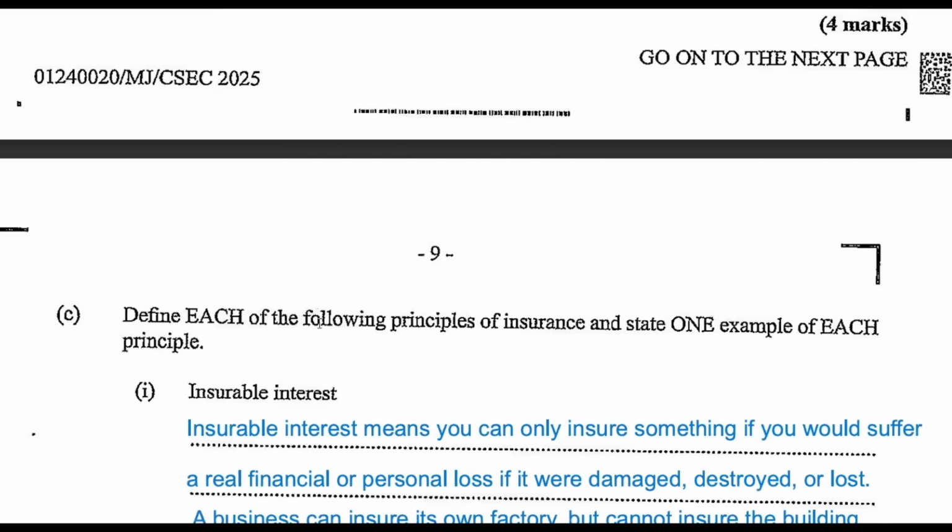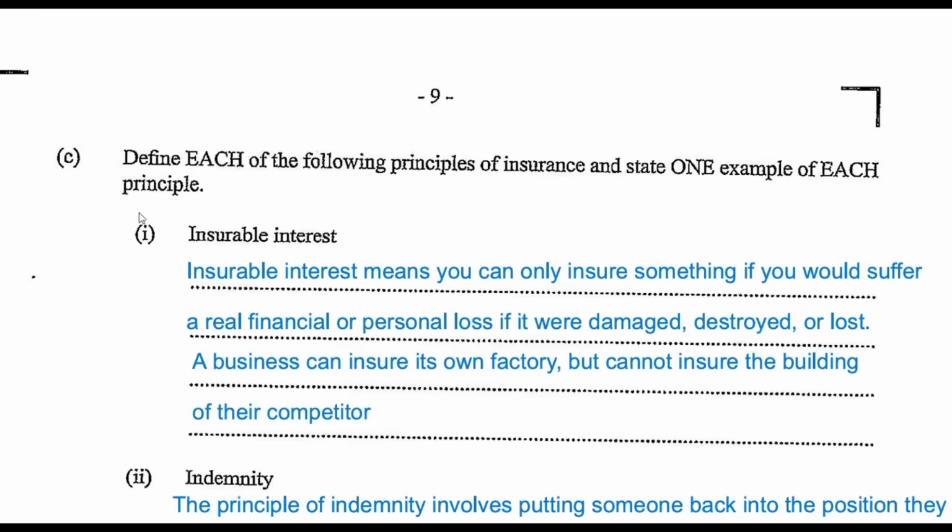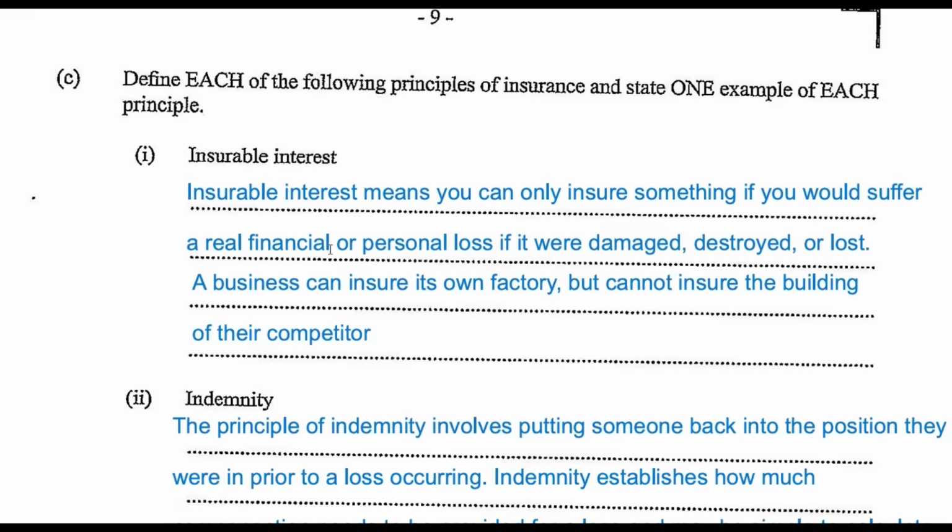Great. Now moving on to part C. Define each of the following principles of insurance and state one example of each principle. First of all, insurable interest. Insurable interest means that you can only insure something if you would suffer a real financial or personal loss if it would be damaged, destroyed, or lost. A business can insure its own factory, but they cannot insure the building of their competitor. So you must be the one to stand a personal loss, guys, as insurable interest.